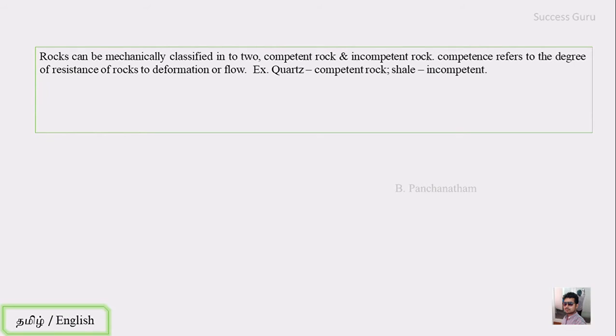Okay, and you can classify rock mechanically into two, that is the competent rock and the incompetent rock. Competency can be explained as the resistance of a rock to deformation. If a rock gets deformed just by applying pressure, then it is an incompetent rock. If a rock can sustain a large amount of pressure, then it can be classified as a competent rock. A very good example is that quartzite is a competent rock, whereas shale is an incompetent rock.